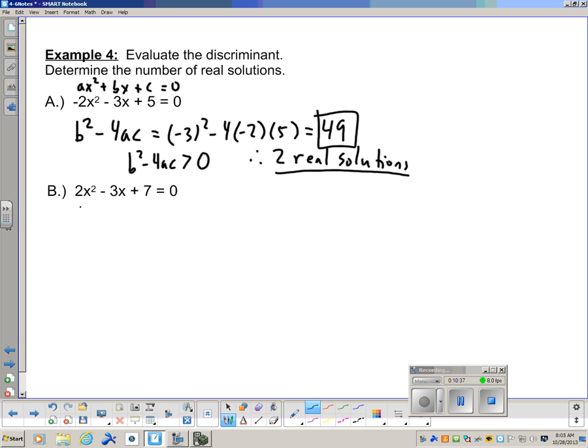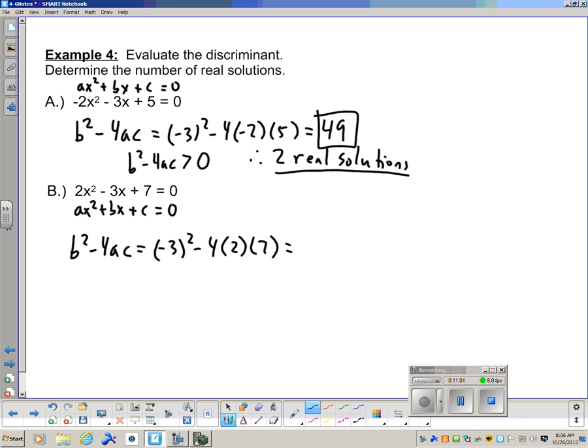So let's come down here and do another one. ax squared plus bx plus c equals 0. Again, just plugging our values in there. We've got b squared minus 4ac, and that's the only part we have to do. So just evaluate the discriminant. Let's find out what happens. So b here is negative 3 this time, a here is 2, and c here is 7.